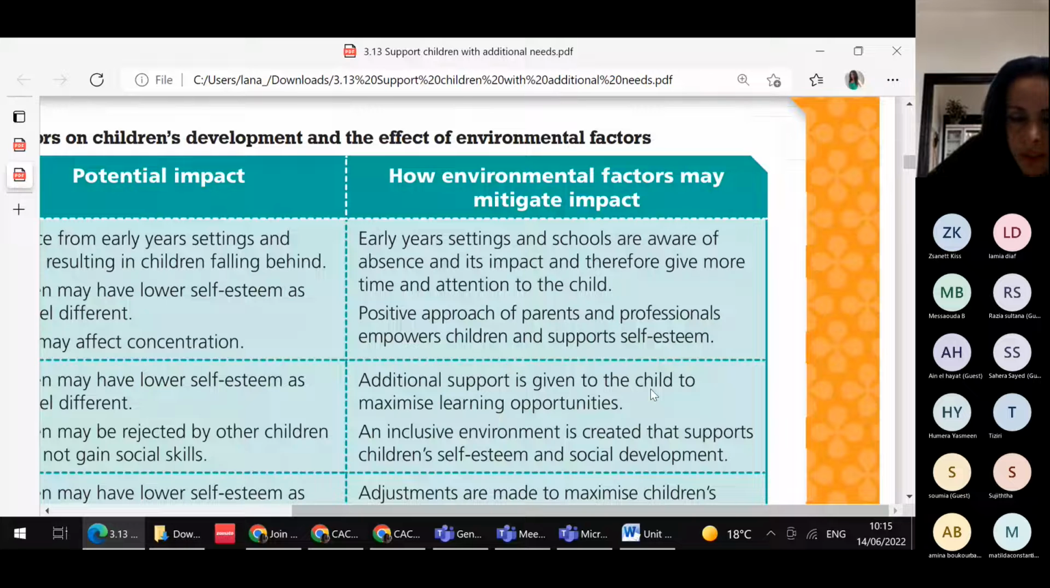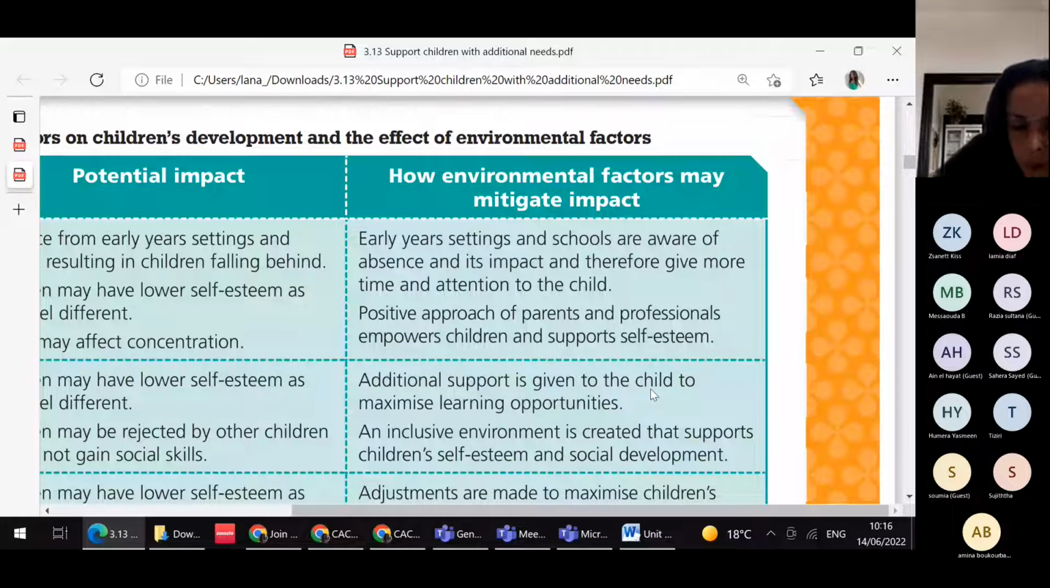And also there are the parents of the child, and the professionals. They will be working together to empower this child to put his or her self-esteem up, and try to help them with everything they can. So that would be a positive approach to how this would affect the child's development.